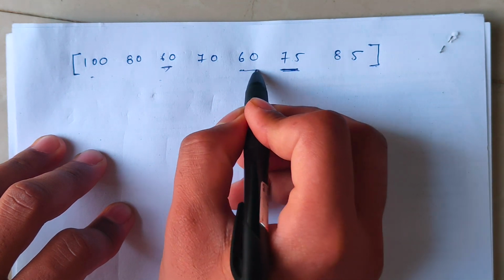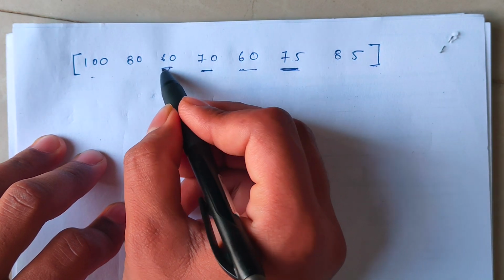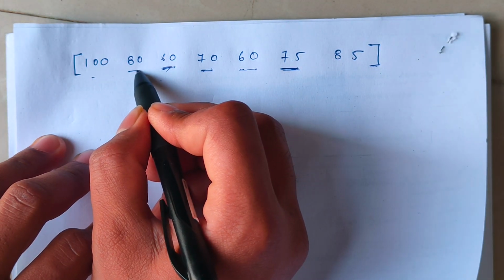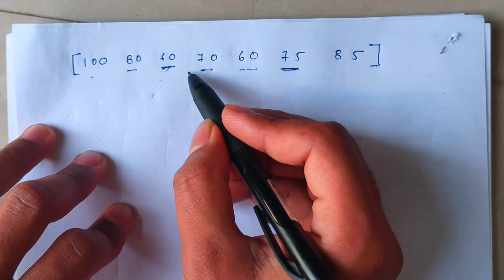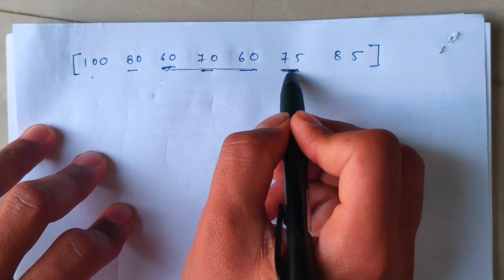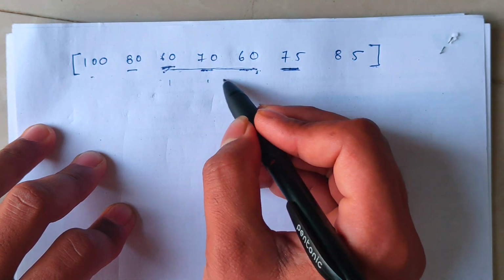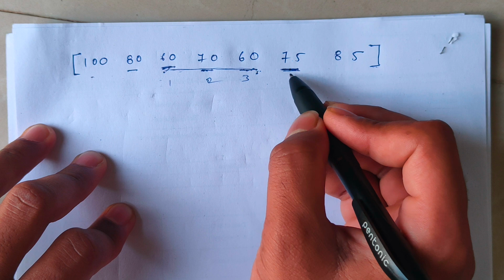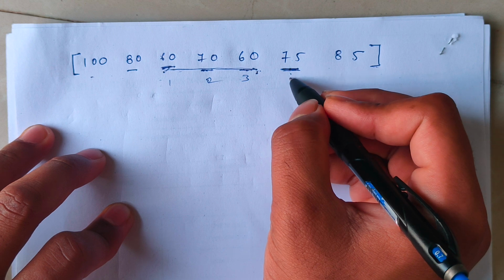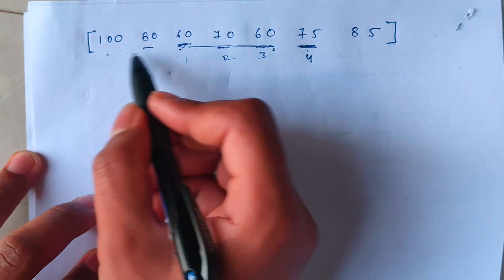Like 60 is less than or equal to 75, 70 is less than or equal to 75, and 60 is less than or equal to 75. Is 80 less than or equal to 75? No. So how many consecutive stock prices are less than or equal to 75? 3. These are 1, 2, 3, and this is the fourth one, meaning it includes itself also. So this is 4. So let's find this for all these elements.